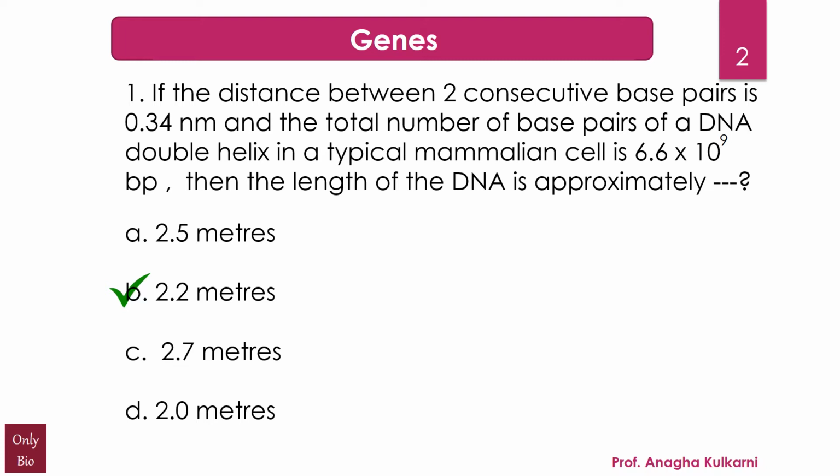Now the distance given between two base pairs is 0.34 nanometers, right? So this is going to be equal to 0.34 into 10 raised to minus 9 meters. Same you have to apply it for the total length of the DNA given. So this length, as we can see, is far greater than the dimension of a typical nucleus, which is approximately 10 raised to minus 6 meters. So this is how we calculate. It's going to be 6.6 into 0.34. Okay, and this is how the answer comes to 2.2 meters.